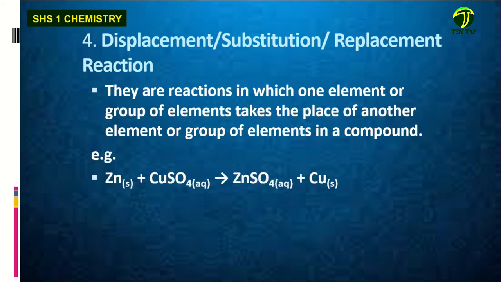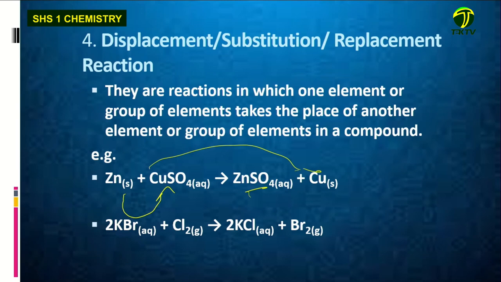So let's take an example. If you have zinc reacting with copper sulfate, we have the zinc taking the place of the copper to form zinc sulfate, and copper alone is forming. So that is a displacement. We can say that zinc has displaced copper, or zinc replaces copper, or copper is substituted for zinc. Then we have potassium bromide combining with chlorine, and you could see the product where chlorine is displacing the bromine from potassium to form potassium chloride and then the bromine. So these are examples of displacement reactions.